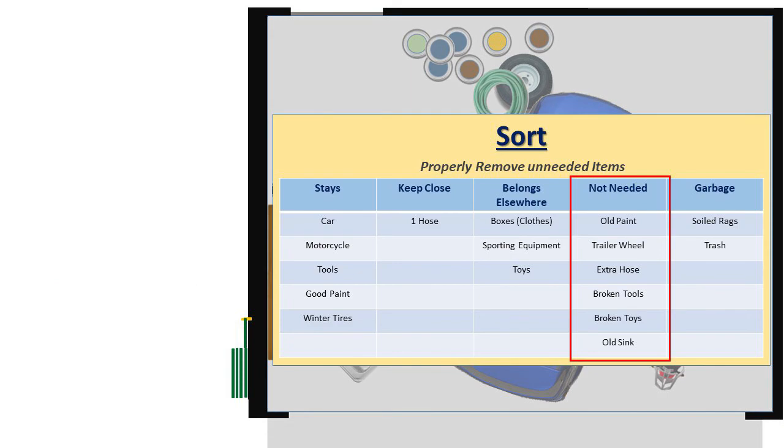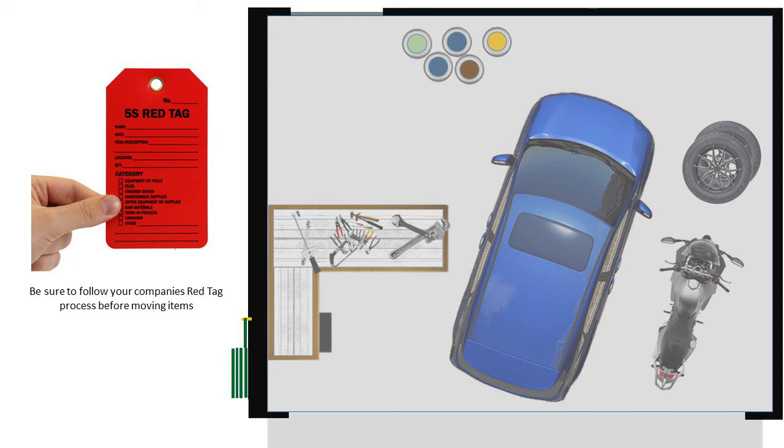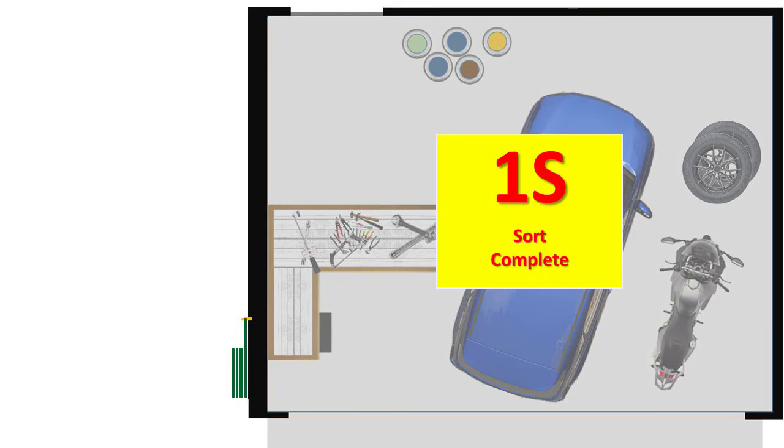Finally, we will now remove any remaining items that are not needed in the work area. These items will need red tagged prior to being moved to the red tag holding area. This provides effective asset tracking and accountability. As you can see, the work area clutter has been significantly reduced. The first S, sort, is now complete.